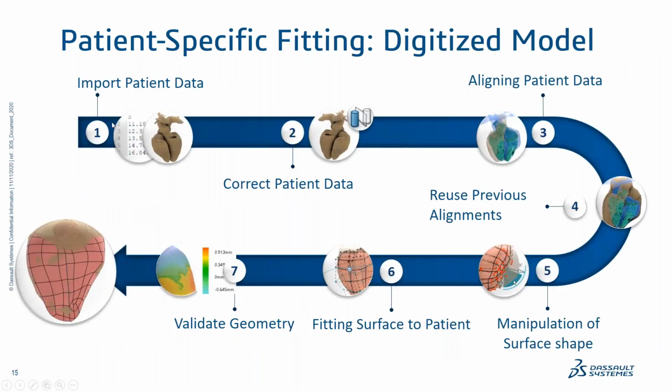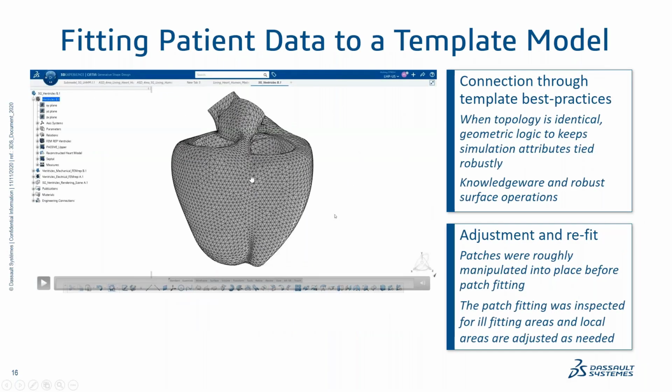So again, just another workflow to view this, we would import our patient data, align it, correct it, do anything else we need to it, get it into position, and then start morphing locally our surface to fit that shape, fit it exactly, make sure it's validated, and then we have our geometrical surface ready to be fitted. And we'll talk about later in this webinar how we fit behavior to that.